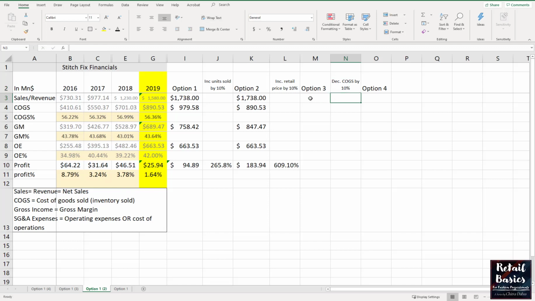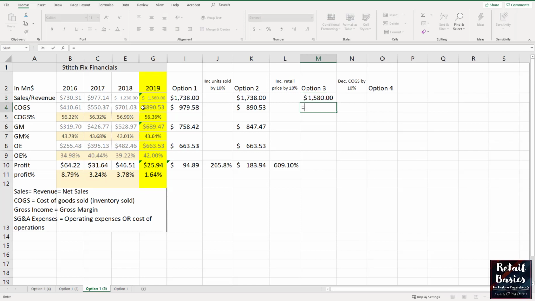Let's explore option 3, which was decreasing cost of goods sold. Decreasing COGS by 10%, our revenue is not going to change. Here we are assuming that we are going to sell the same number of units as we sold last year. We are going to maintain the same operating expenses as last year. However, we are going to control our costs this year. Cost of goods sold will decrease by 10%. So this is going to be last year times 0.9.